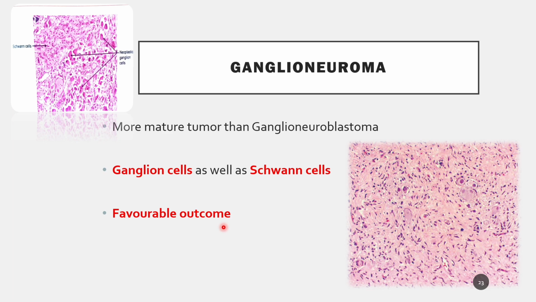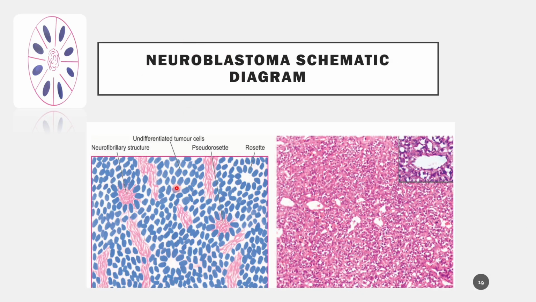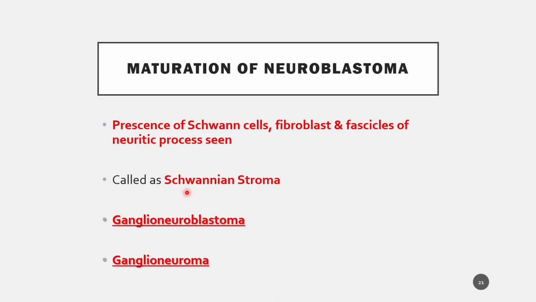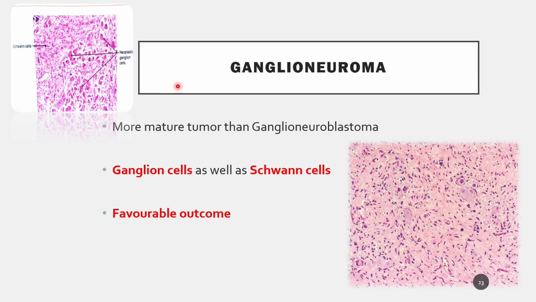So the most immature tumor is this neuroblastoma, which has only neuroblastic cells, undifferentiated round blue cells with scanty cytoplasm. And after that maturation, if it occurred, ganglioneuroblastoma is there, in which ganglion cell and neuroblast are seen. And still further maturation, if occurred, then it is ganglioneuroma, in which Schwann cell and ganglion cells are present.